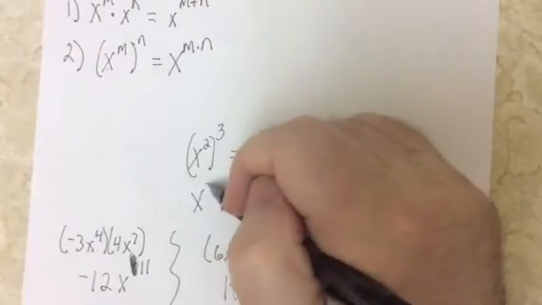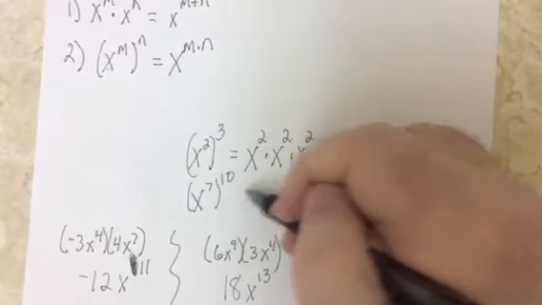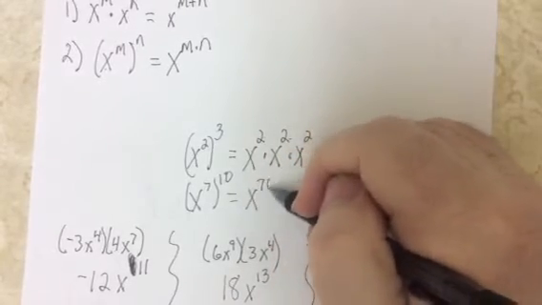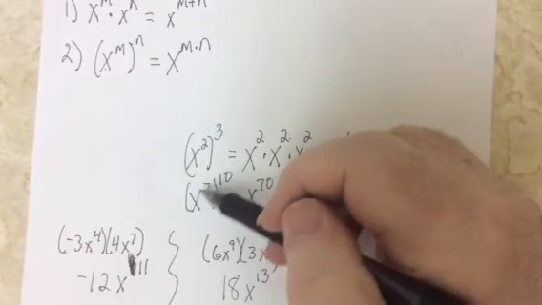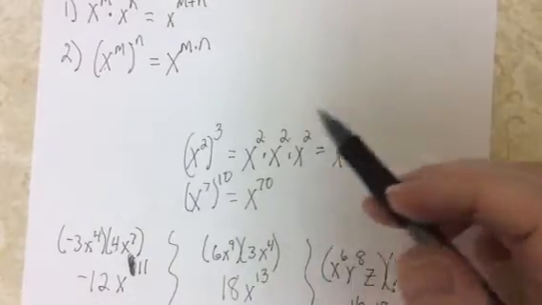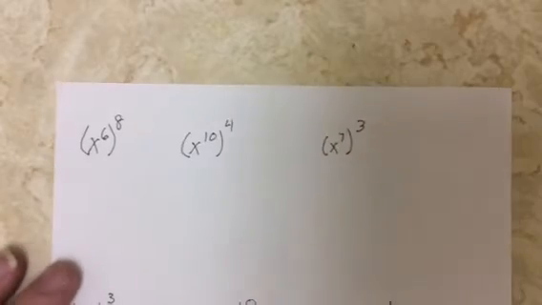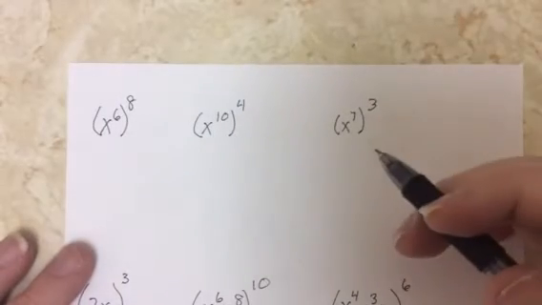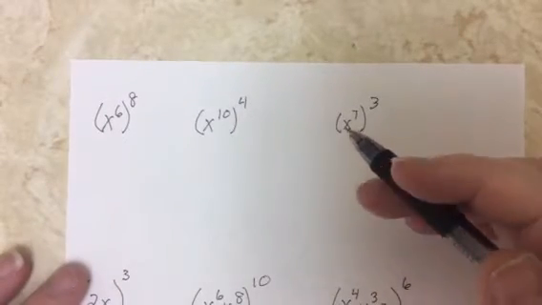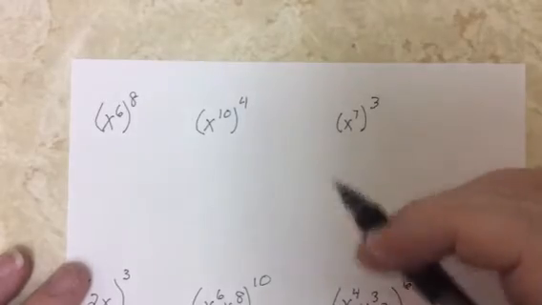So x to the 7 to the 10th would be x to the 70th. You have 10 groups of x to the 7 multiplied together. You add them up, it's x to the 70th. So here at the top, I have some problems for you to do. Go ahead and turn me off and then do them.